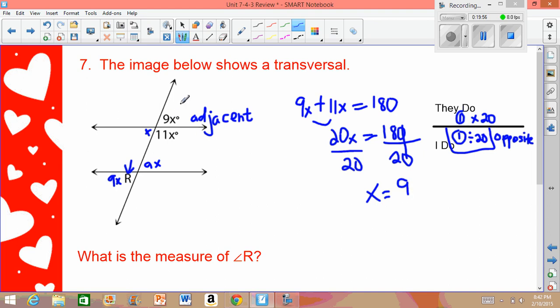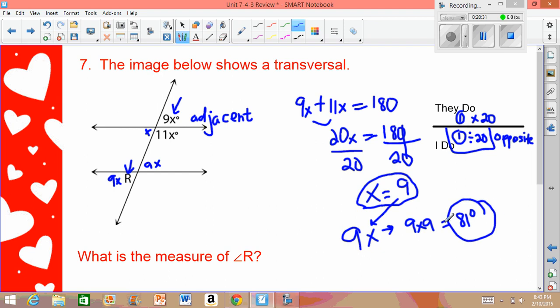which is 9. But we don't need the value of x. I need the value of 9x. So we have to take this answer right here, and we have to plug it in where I have 9x. So I'm going to take this 9, plug it in to that x. So my problem becomes 9 times 9, which gives me a total of 81. So that means the missing degree measurement for angle R is 81 degrees.